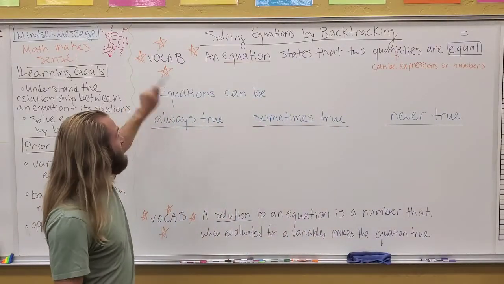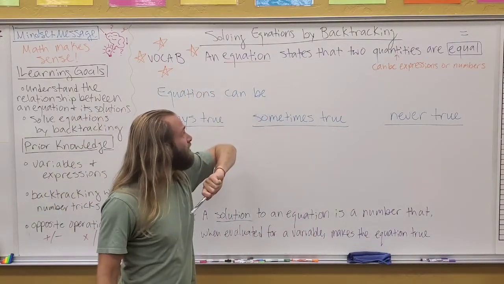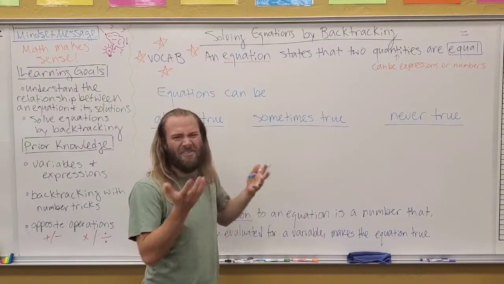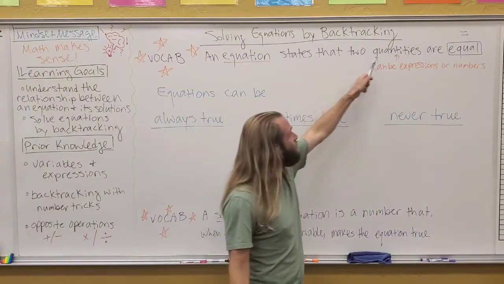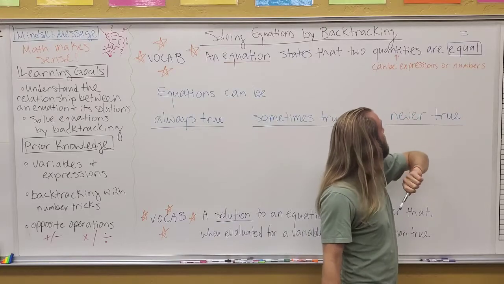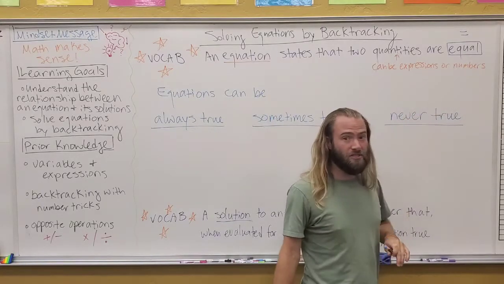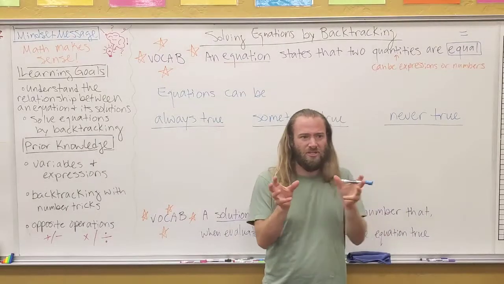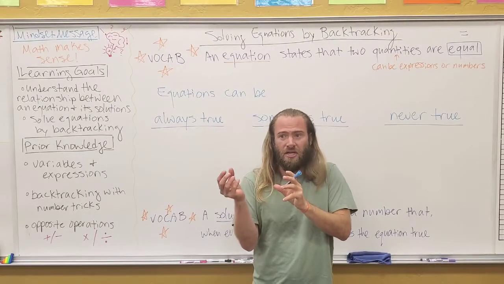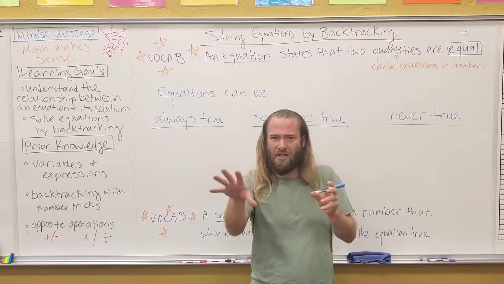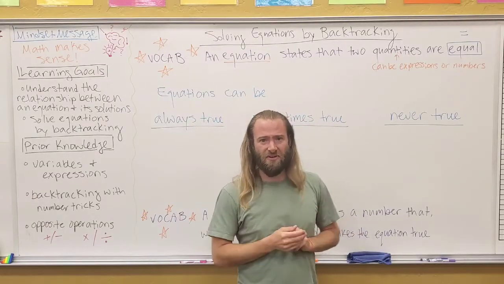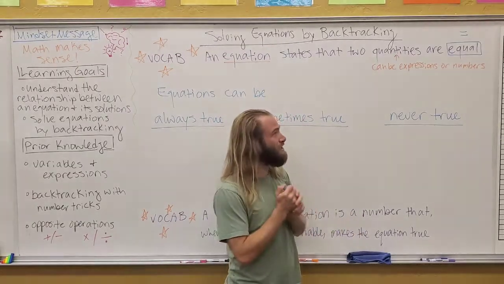First things first is a definition. An equation is a math sentence basically, and it states that two quantities are equal, okay? And remember, quantities can be numbers or expressions. And I want you to remember, a variable or an expression still stands for a number. It's just allowed to be different things depending on what number we choose for that variable, right? So they still represent numbers.